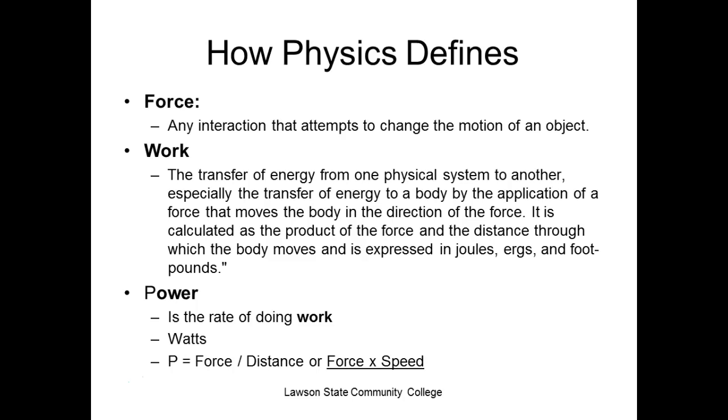Work. This is transfer of energy from one physical system to another. Well, how do we get electricity? So electricity is a form of energy, right? We get work out. How do we get electricity? Well, we get it from lightning. But how do we get electricity at our house? Well, we take one form of energy and we convert it into what?